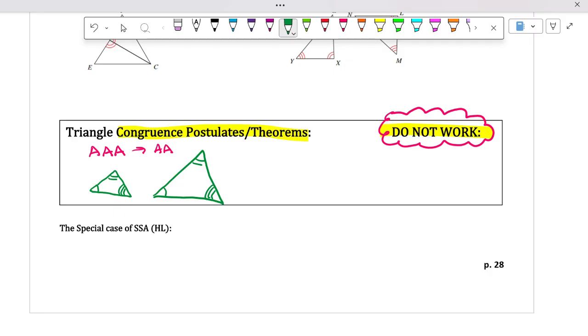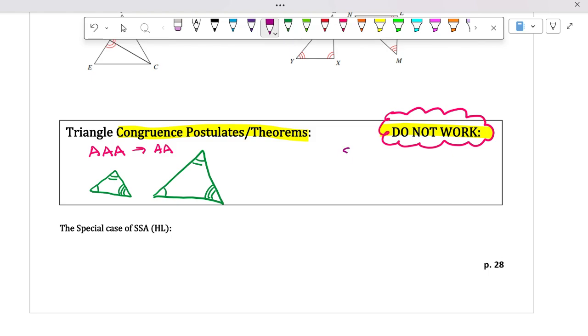So angle, angle, angle. Because remember, angles control the shape. So if all three angles are congruent, that means they're the exact same shape. But without at least one congruent side, we cannot show that it's the same size because the sides control the size. So if no sides are marked congruent, then we don't have enough information to assume they're congruent because dilations are a thing. All right, so that's why AAA doesn't work because it shows same shape, but there's not enough information for same size.